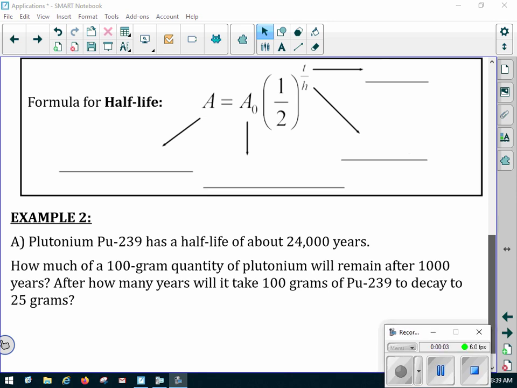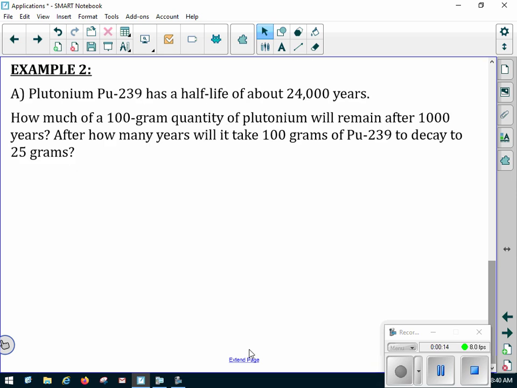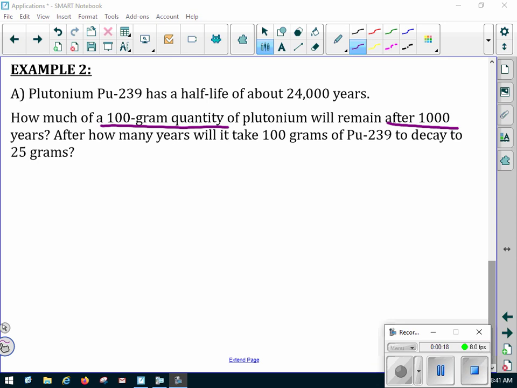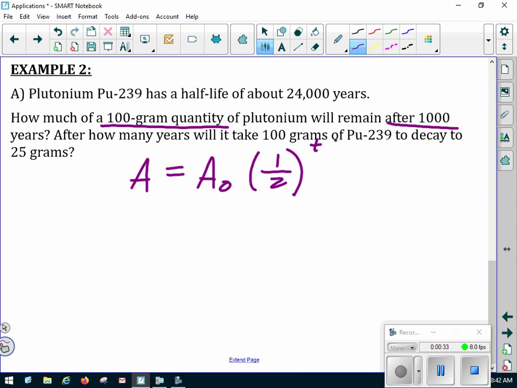Okay, so we did the example 2. Now, there are 2 questions there, and I don't remember if we did both of them. Let's take a look here. We did the part on recording. So we had the equation A equals A naught times 1/2 to the, what was the rest of the equation? T over H. And you remember what those stood for, correct?